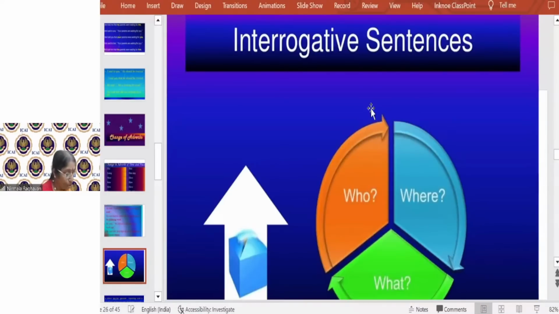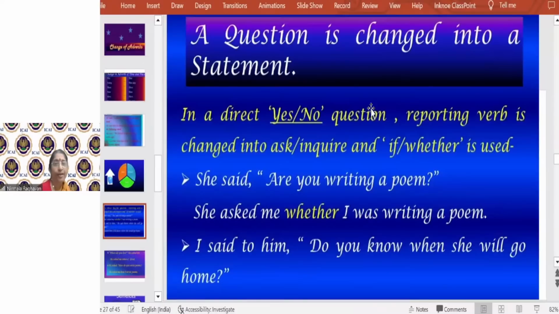Now, we move on to interrogative sentences. A question is changed into a statement. If you have the WH word and the verb together, it is not a statement sentence. It's a question sentence. A question sentence will have the WH word and the verb together. Now look at this.